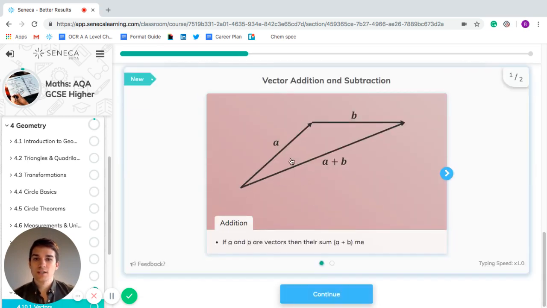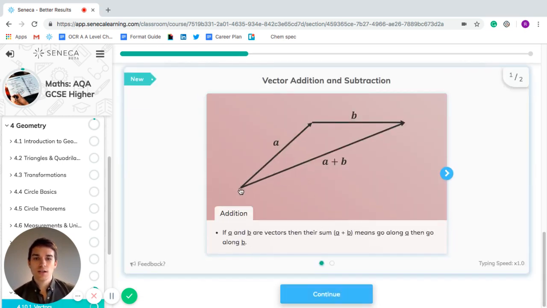So some more vector notation. If you've got a point here and a point here, we name this vector A, just for argument's sake, and then from here to here it would be vector B. Now instead of saying, oh, you go along A, then go along B, we can just write a brand new vector, which would just be A plus B.